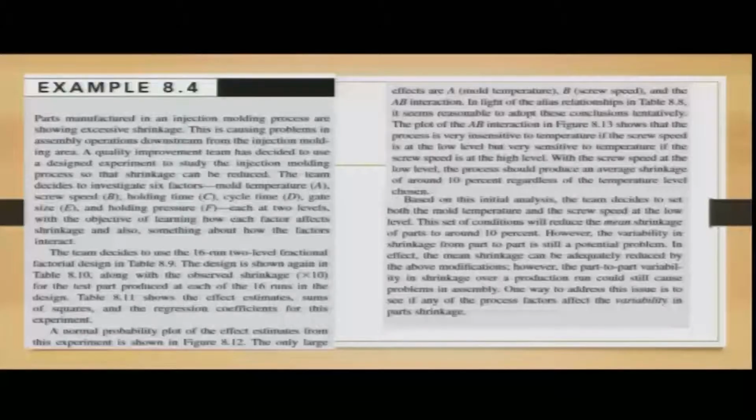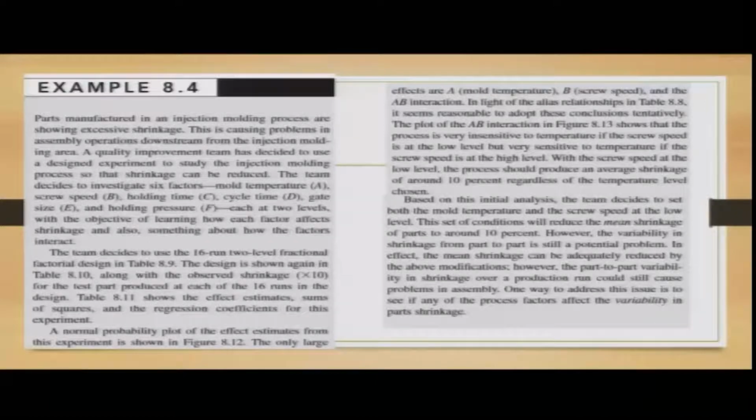They show the process is very insensitive to temperature if the screw speed is at the low level, but very sensitive to temperature if the screw speed is at the high level. With the screw speed at the low level, the process should produce an average shrinkage of about 10% regardless of the temperature level chosen. Based on this initial analysis, the team decides to set both the mold temperature and the screw speed at the low level. This set of conditions will reduce the mean shrinkage of parts to about 10%.